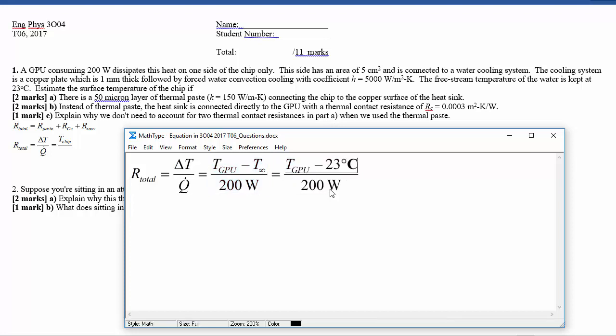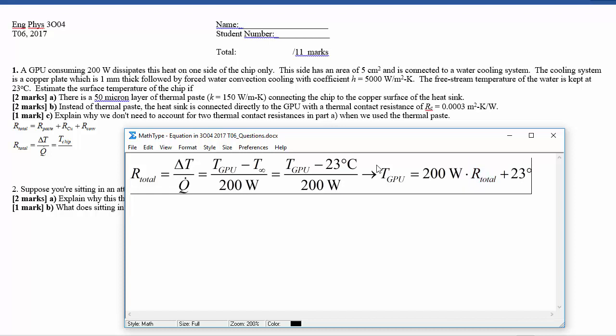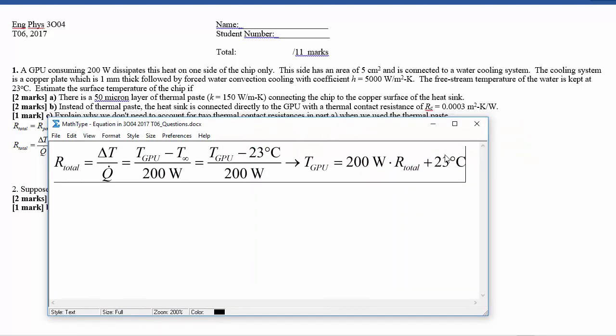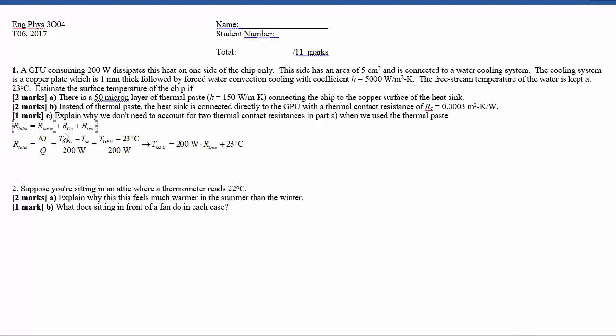23 degrees C. Okay, so if we are able to figure out the total resistance, then we can get the GPU temperature by taking 200 watts times this total resistance plus 23 degrees C. So the name of the game is to figure out what this total resistance is.